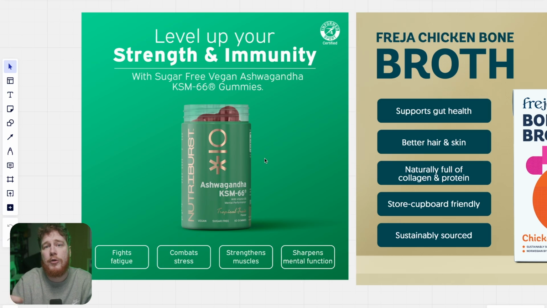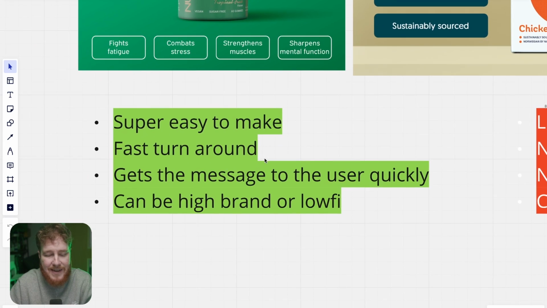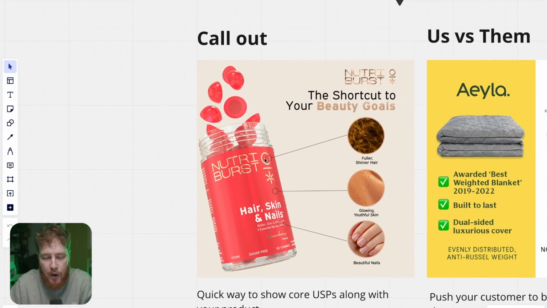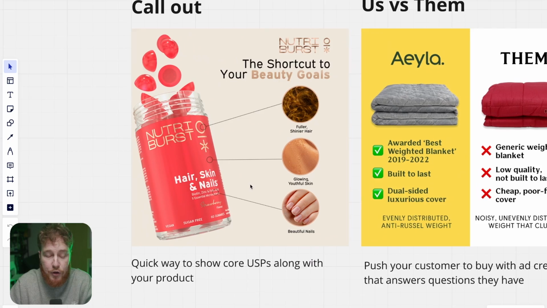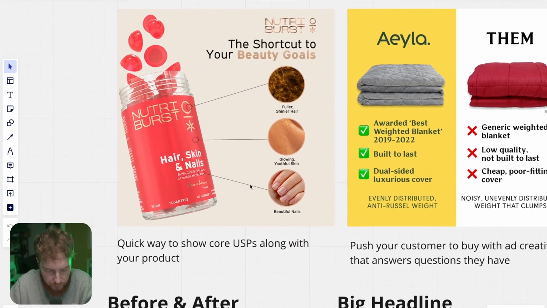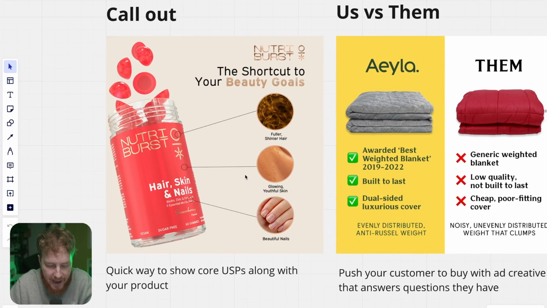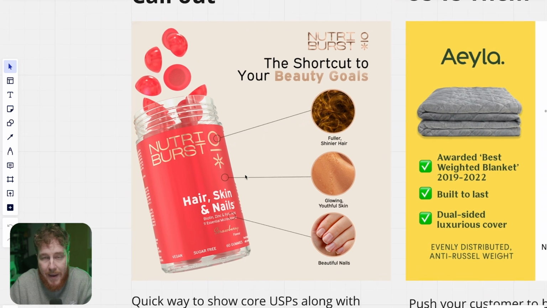So now what I really want to do is show you some angles, some concepts, some of my favorite concepts of static ads. And one of them is the call out. The call out is so powerful. It's a really quick way to showcase your product along with the main USP.